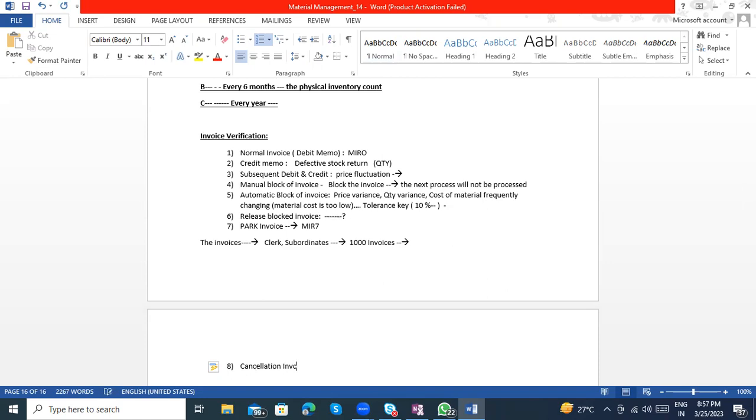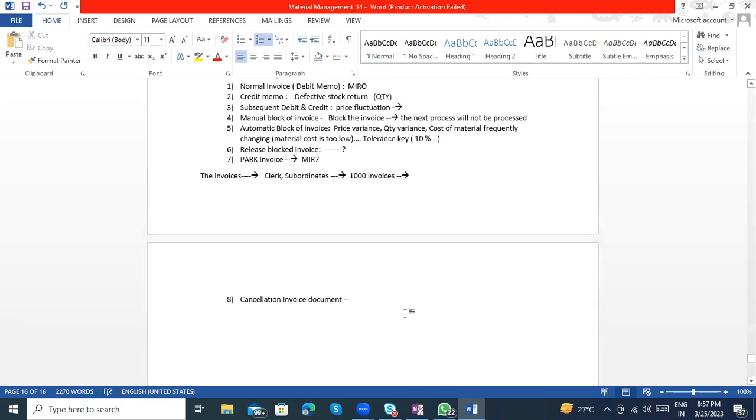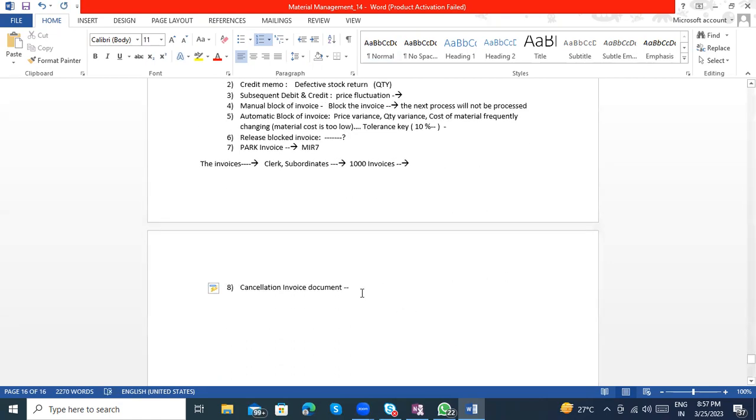Cancellation of the invoice document. Okay. So when the cancellation of invoice document is happening, the accounting documents also have to be reversed. They have to be checked that the accounting documents also are reversed.